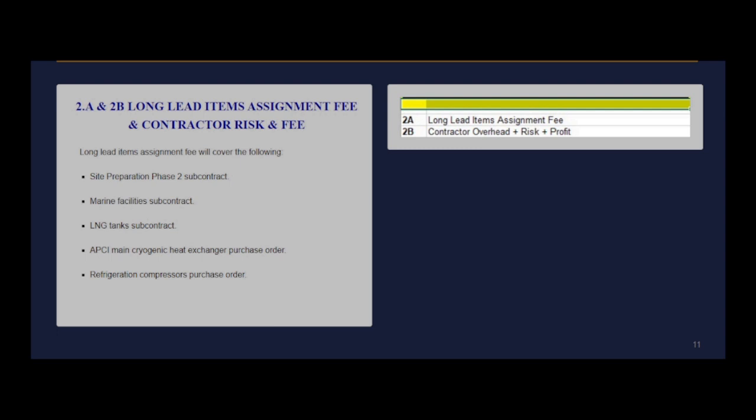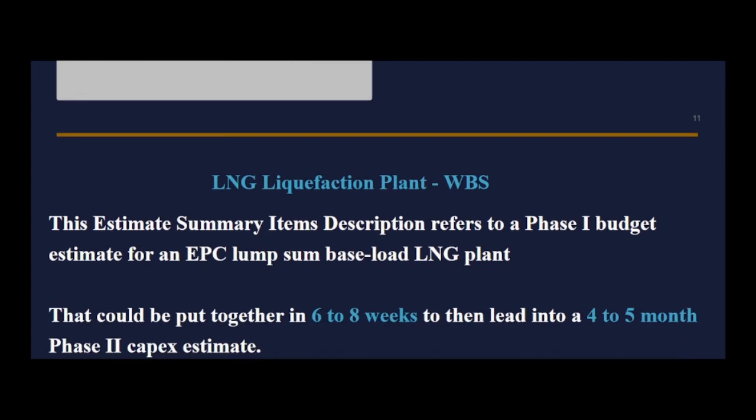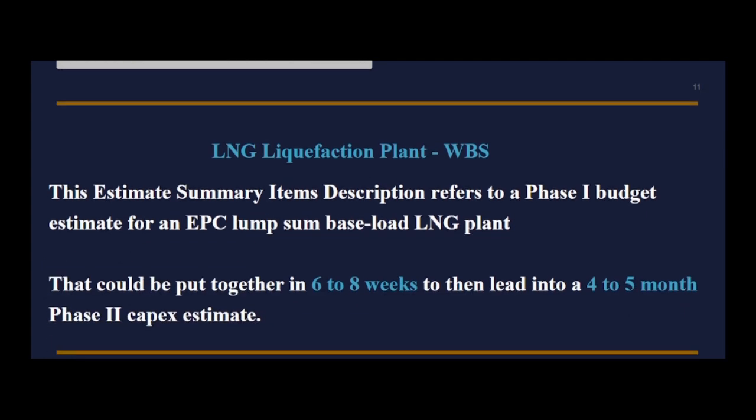If you are new in this topic, now you have a pretty good idea how the main construction areas of an onshore LNG liquefaction plant are classified for the purposes of estimating capital expenditure. Now, this WBS refers to a Phase 1 budget estimate for an EPC lump sum baseload LNG plant that could be put together in 6 to 8 weeks to then lead into a 4 to 5 month Phase 2 Capex estimate.